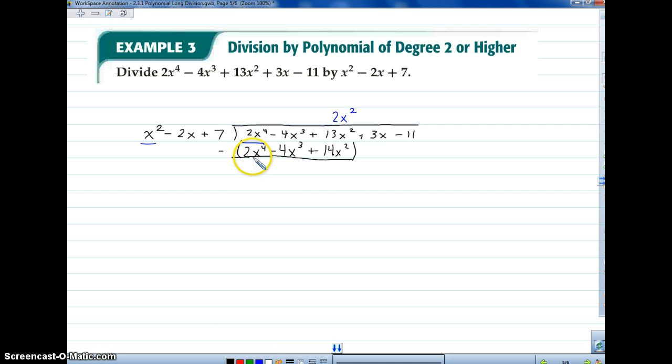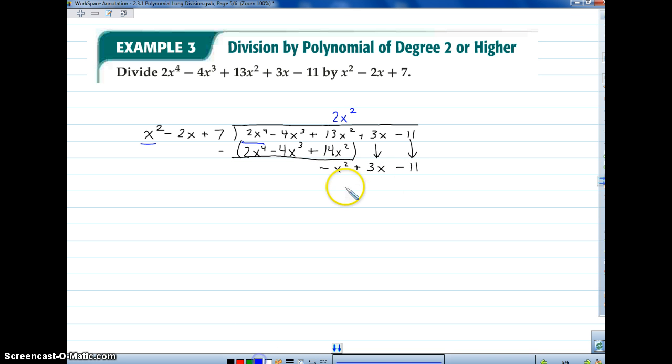The first term cancels out like it should. The second one, we get lucky here. It also cancels out. So -4x cubed minus -4x cubed, that will cancel into zeros. That won't always happen. If it doesn't happen, you just continue as normal. But if it does, it actually makes the problem a little bit shorter. So 13x squared minus 14x squared is -x squared. That's our new leading term. So now we bring down the plus 3x and then -11.